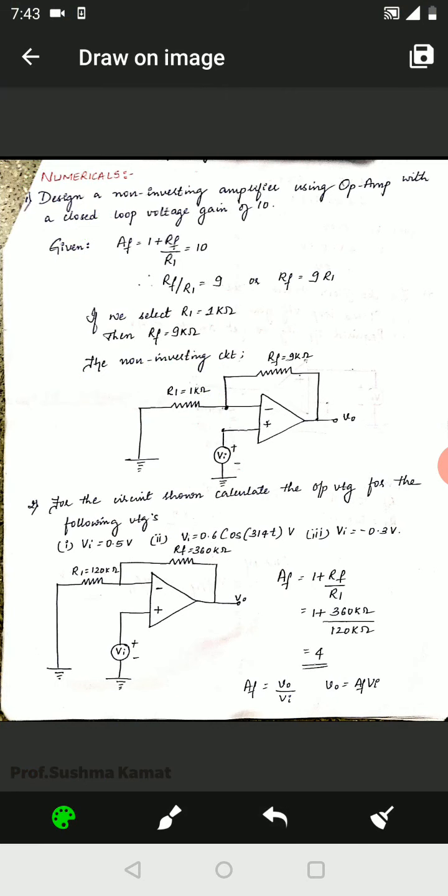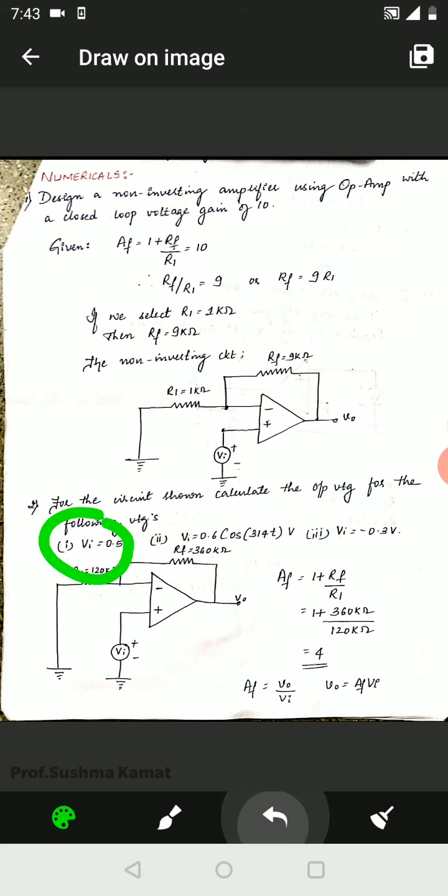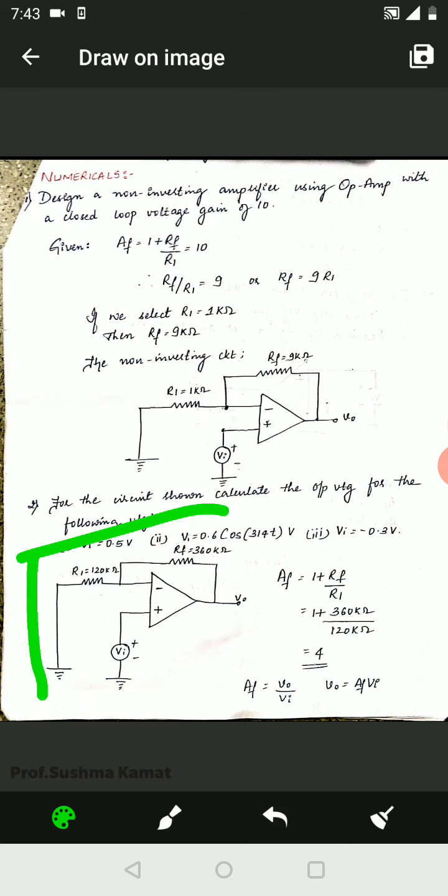Let us now go to the next numerical, which is: for the circuit shown below, calculate the output voltage for the following input voltages. These values which are given are the input voltages. We are supposed to substitute these in a numerical to find the output voltage V0. Unlike the previous example, here the circuit diagram is already being mentioned, in which we are supposed to consider these values for R1 and RF. R1 value is given as 120 kilo ohms, RF value is given as 360 kilo ohms.